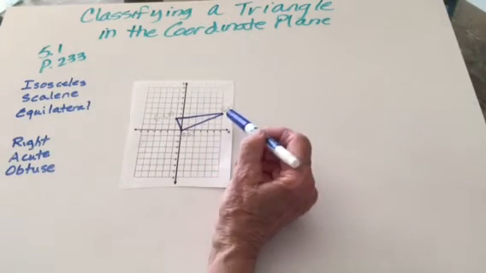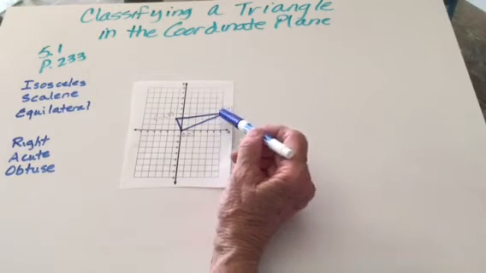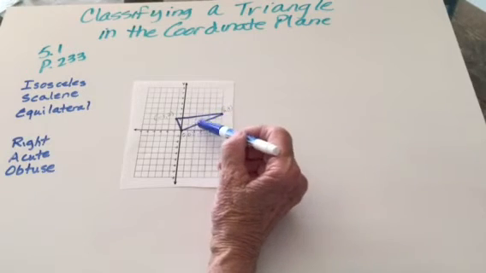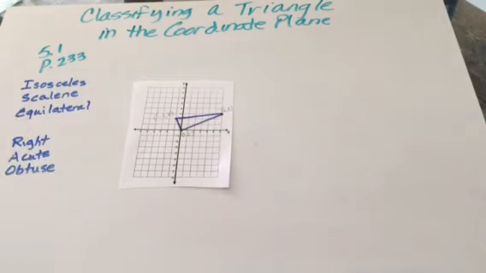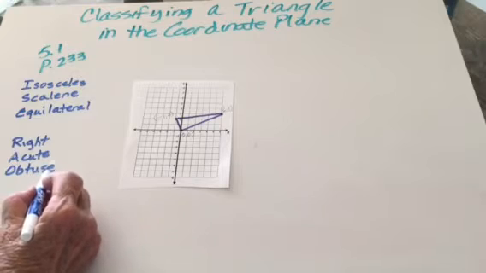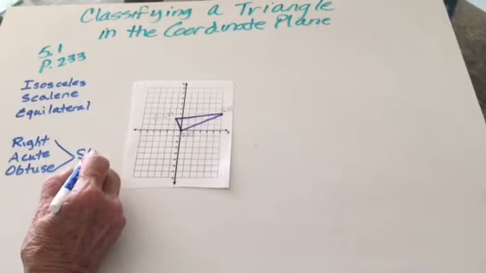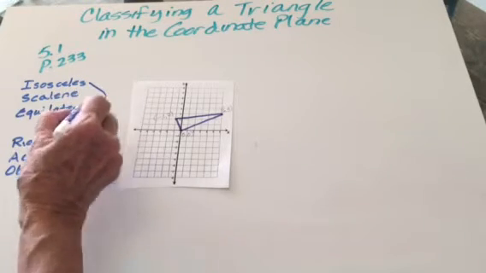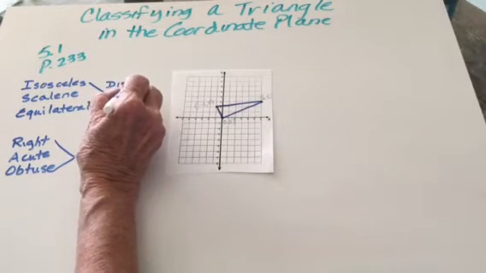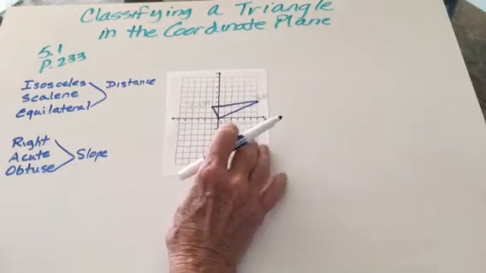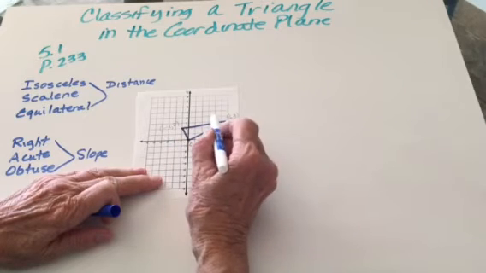Well, it kind of looks maybe like it's isosceles, but there's no way to know yet. The only way you can find out is by two things. One, to find out if it's acute, obtuse, or right, you have to find the slope. For this, to find out if it's isosceles, scalene, or equilateral, you have to use the distance formula because you've got to find out how long each side is.